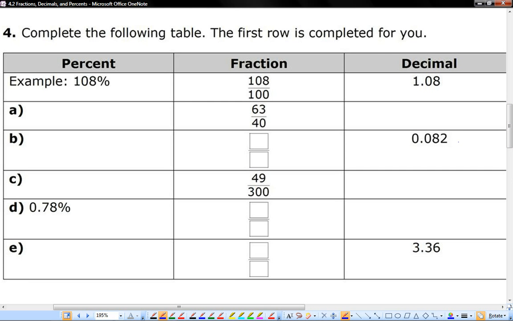Question number 4 here, we've got a table, conversions from one form into another, fractions into decimals into percents, back and forth between these different forms. As a fraction, when you look at 63 over 40, some people don't like it this way. They like to say, well, 40 goes into 63 once. We've got 23 left over out of 40. Some people find 1 and 23/40 a little bit easier to understand because they understand that on the number line it's between 1 and 2 now.